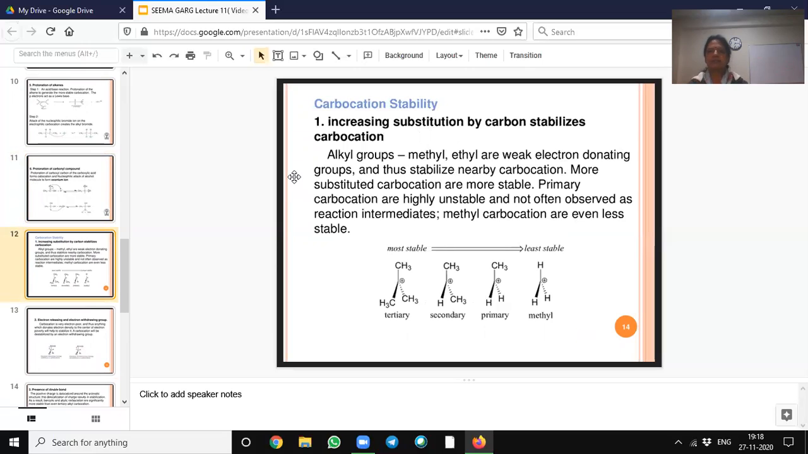Stability of carbocations. Increasing substitution by carbon stabilizes the carbocation. Alkyl groups such as methyl and ethyl are weak electron donating groups, and thus stabilize nearby carbocations. Most substituted carbocations are more stable. Primary carbocations are highly unstable and not often observed as reaction intermediates. Methyl carbocations are even less stable. See here the order of stability.